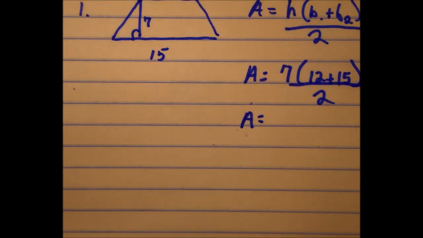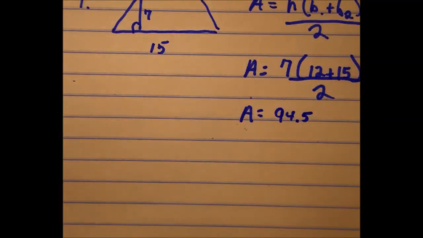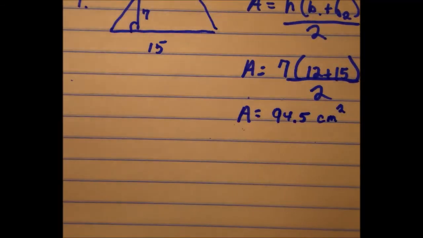Okay? So hopefully you know that that's 27, right? So 27 times 7 divided by 2. Correct. You should have ended up with 94.5. Did anybody forget the rest? Yes, centimeters squared. Okay. Good job. And we move on to got it number 2.